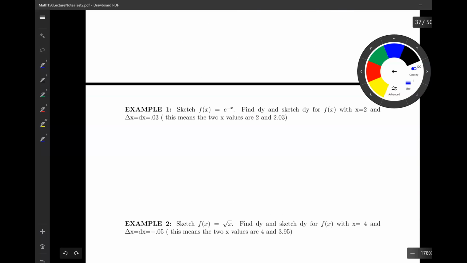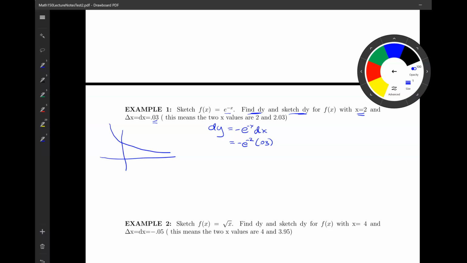Let's do another one here. We're going to find and sketch dy. So e to the negative x, let's make sure we know what that graph looks like. It comes down like this, right? So let's find dy. dy is the derivative, so that's negative e to the negative x dx. I'm evaluating at x equals 2, and my dx is 0.03. Let me get a calculator so we can see what that number looks like. This gives me negative 0.004.